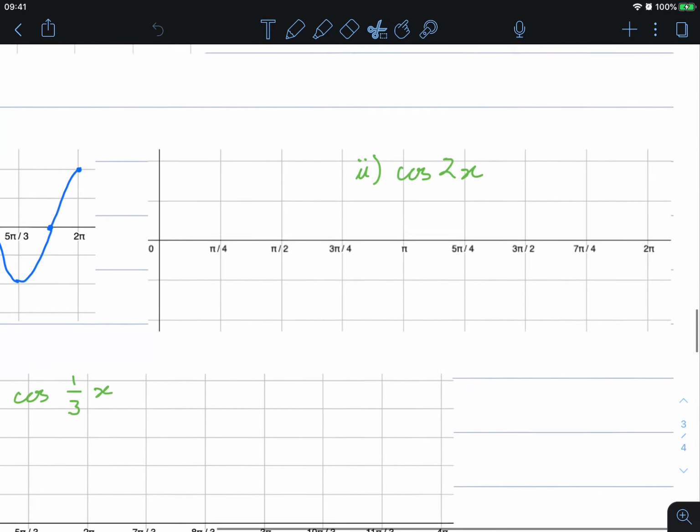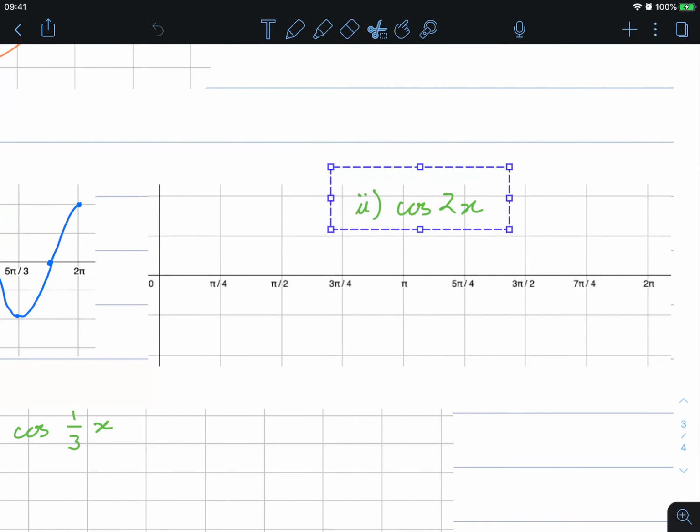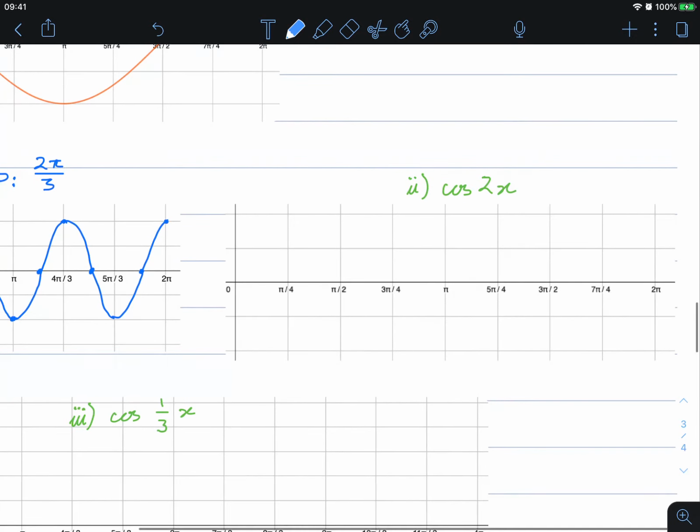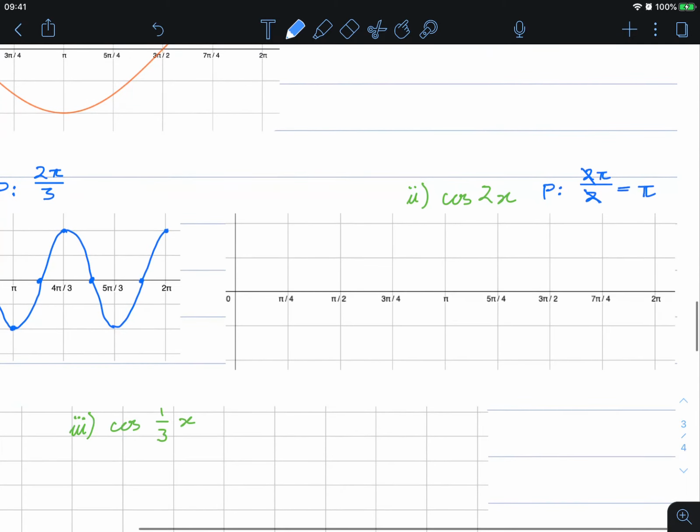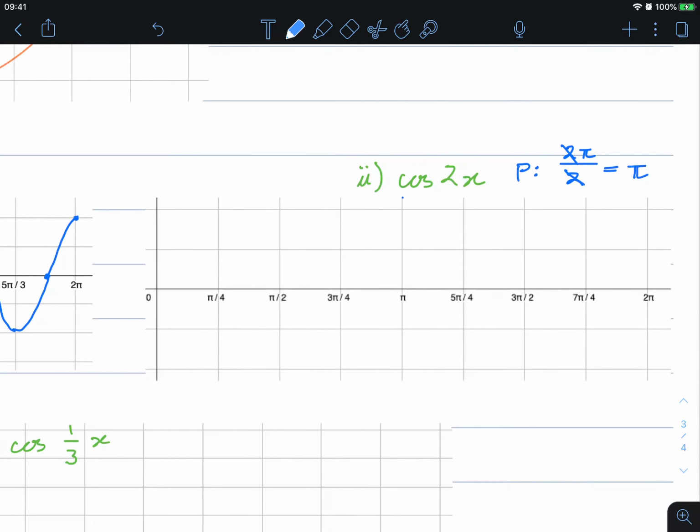Cosine 2x, thank goodness, it's back to multiples of 2. So once again, let's find the period first. So the period is going to be 2 pi. It's always going to be 2 pi. And we're going to divide by that value there. The 2's cancel, leaving us with pi, meaning one cycle will finish between 0 and pi.